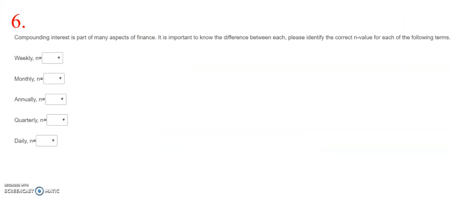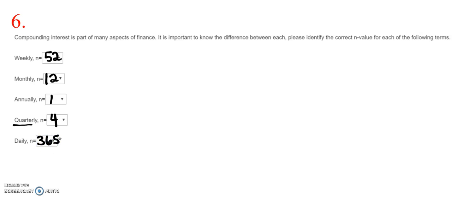Number 6. A lot of people got confused just because I think you assumed that they went in order, but we purposely wanted you to think about it. So for the number of compounds, if we see the word weekly, there are 52 weeks in a year. If we see the word monthly, there are 12 months in a year. Annually means one time per year, so that's going to happen once. Quarterly would be 4. And then daily, there are 365 days in a year.